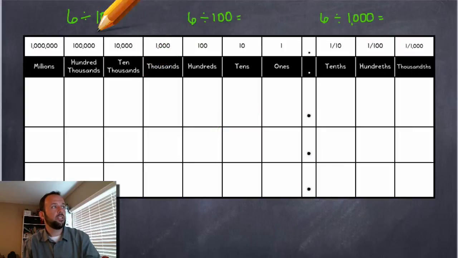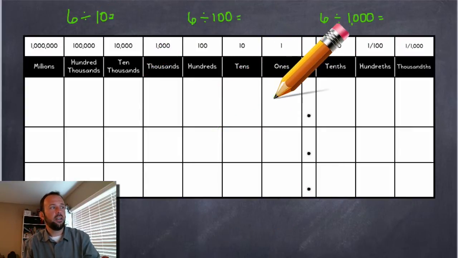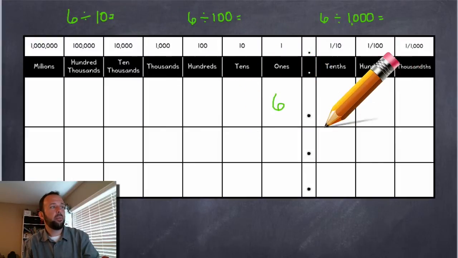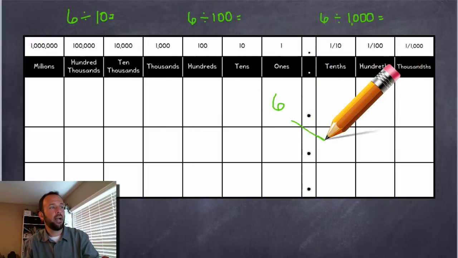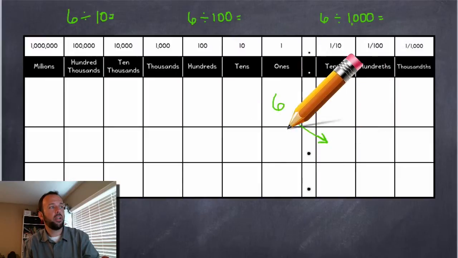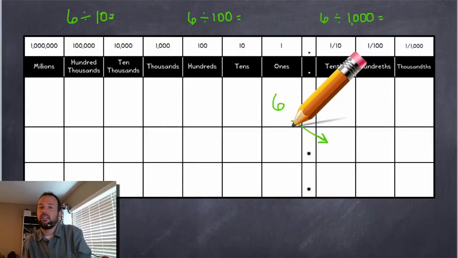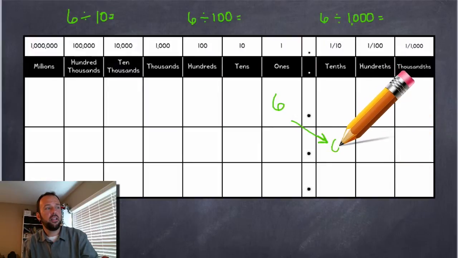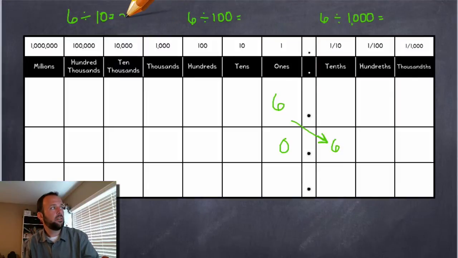So the first thing I'm going to do is represent my 6 on the place value chart, right? So I have 6 ones. Then I'm going to divide that by 10, which means I'm going to be moving back one place value, okay? And if I slide to the right one place value, that's going to give me 6/10. So my new number would be 6/10, okay? So that one's easy enough.